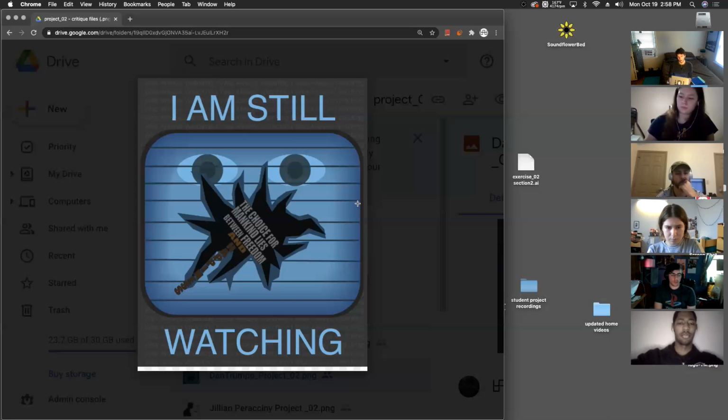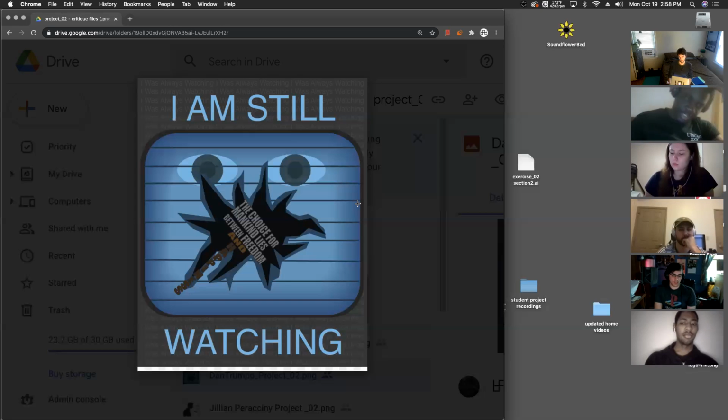What do you guys think about, it says, I am still watching, and there's eyes in the background and of the TV, and then the background behind the TV, it says, I was always watching. What do you guys think about that? I think it says that even in today's times, people are still being monitored with the use of technology, I guess.